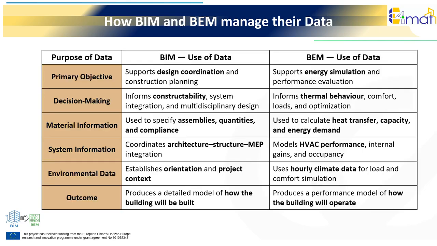This slide explains how BIM and BEM use their data once it is inside each model, which is a different question from how that data is structured. In BIM, the purpose of the data is to support design coordination and ensure that the building can be constructed accurately. The information helps different disciplines align their work, confirm system integration, and document the project for construction. Material data supports specifications and quantities, and system data ensures that architecture, structure, and MEP components work together.